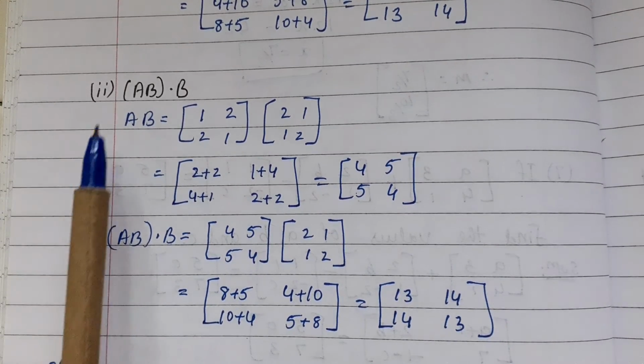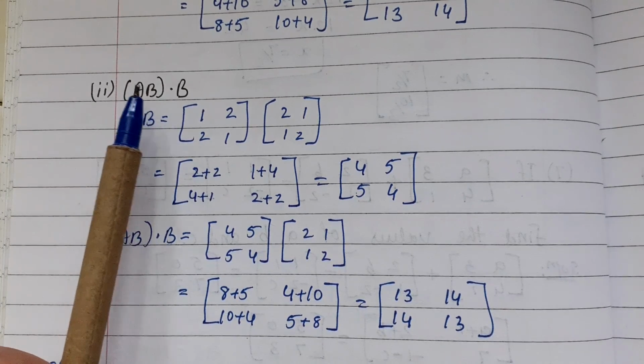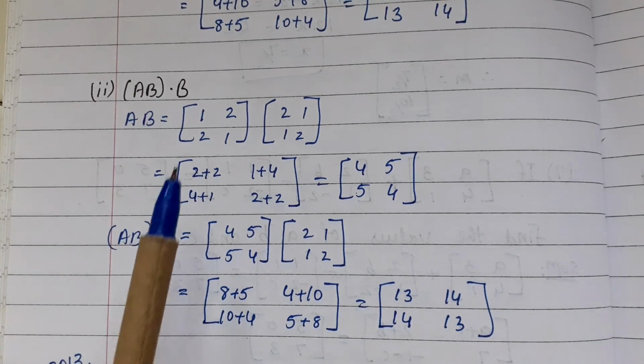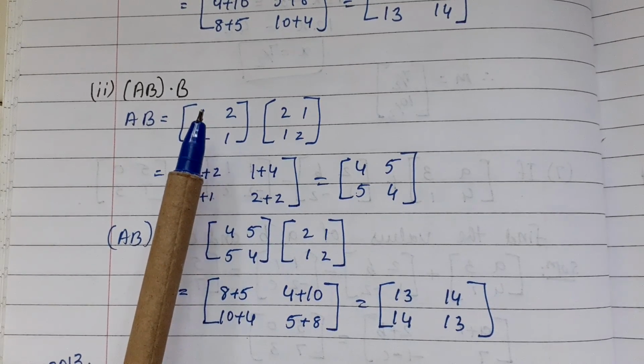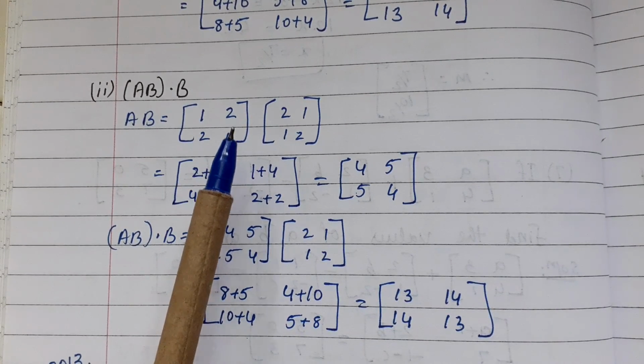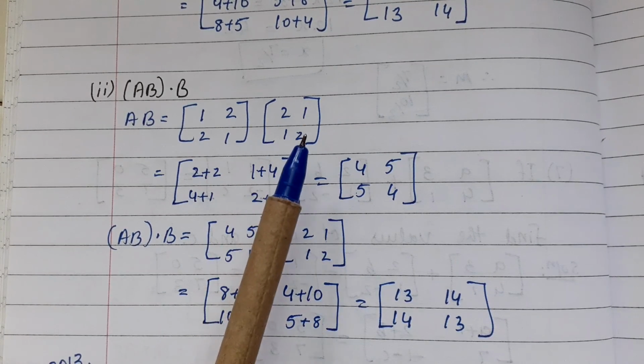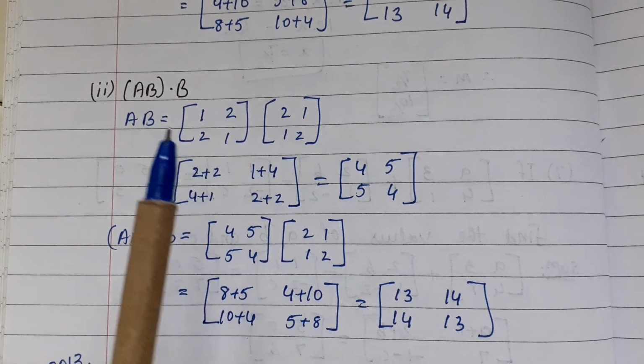Second part, AB into B. First we will multiply A into B. Whatever answer we get, we will multiply by B. A matrix is 1 2 2 1. B matrix is 2 1 1 2. Now we will do the multiplication.